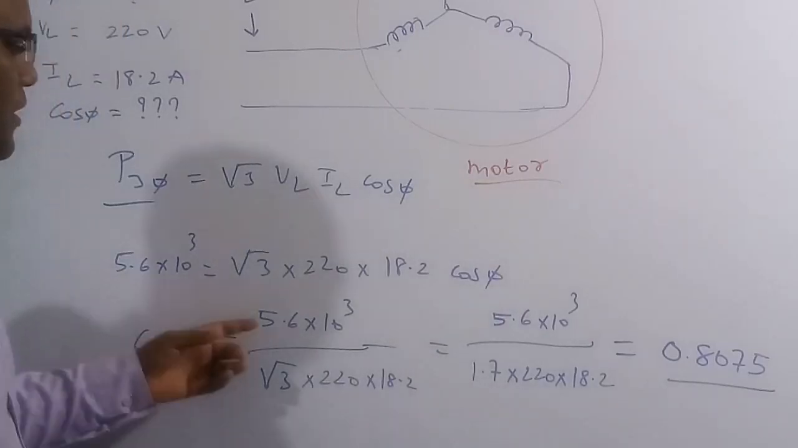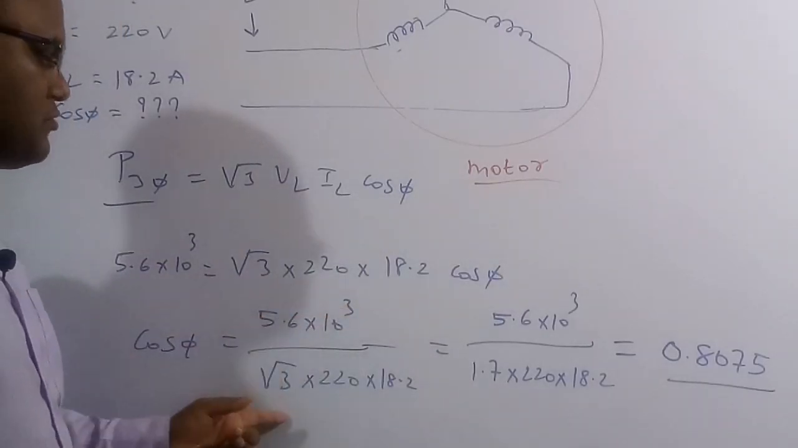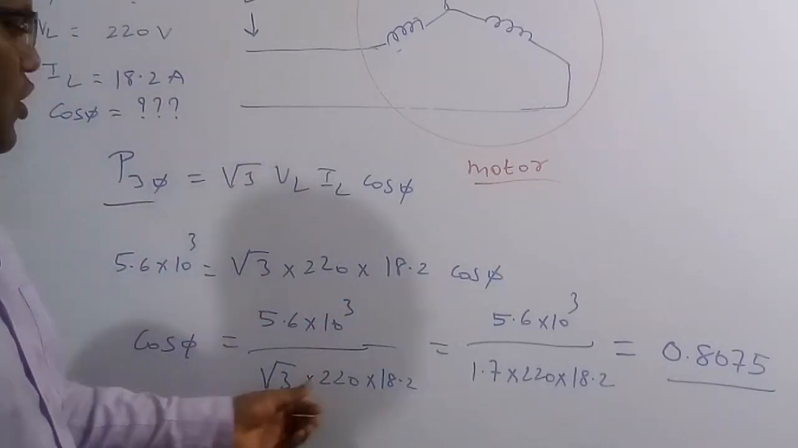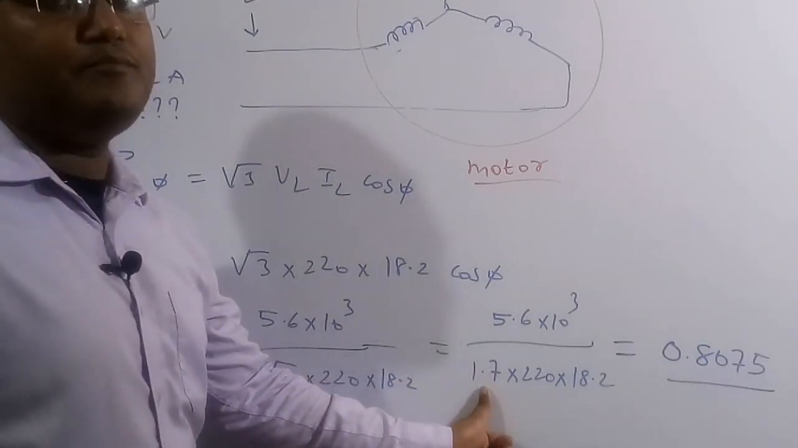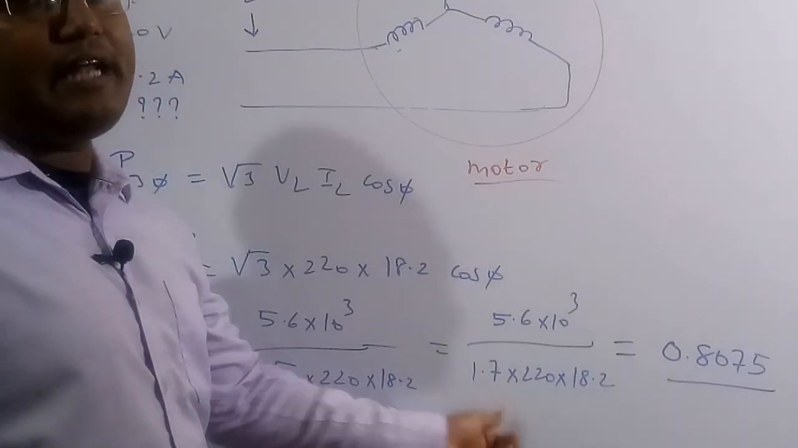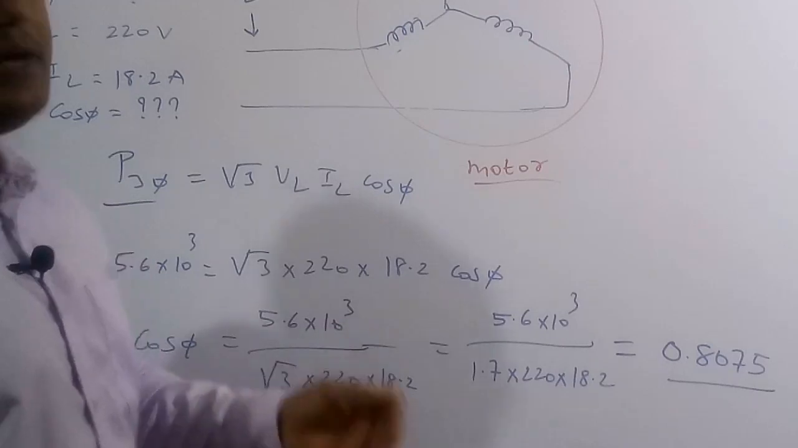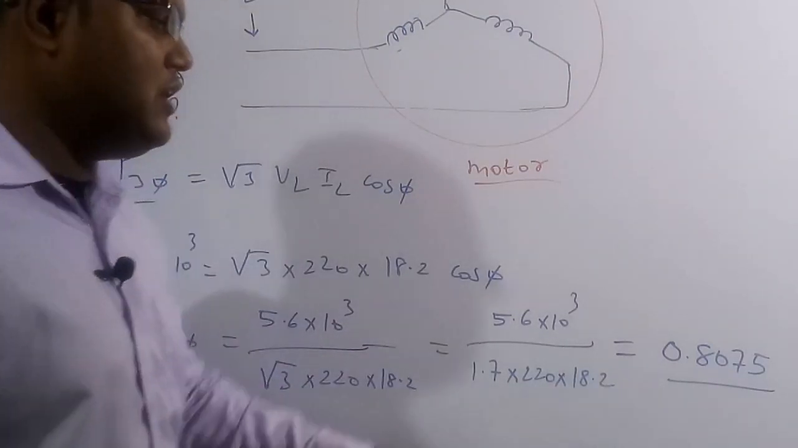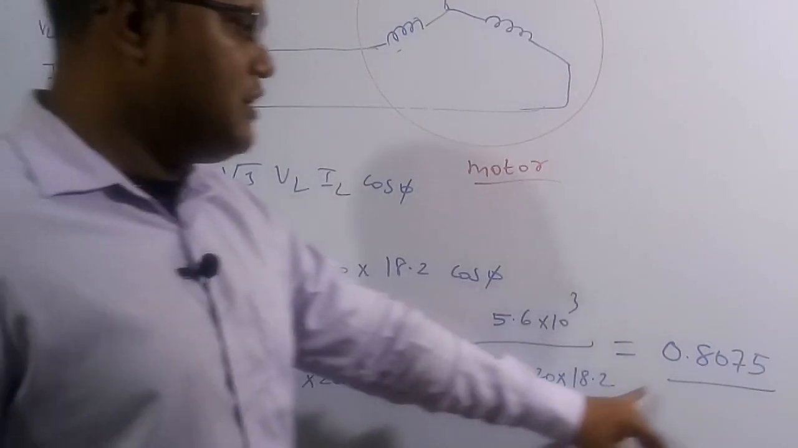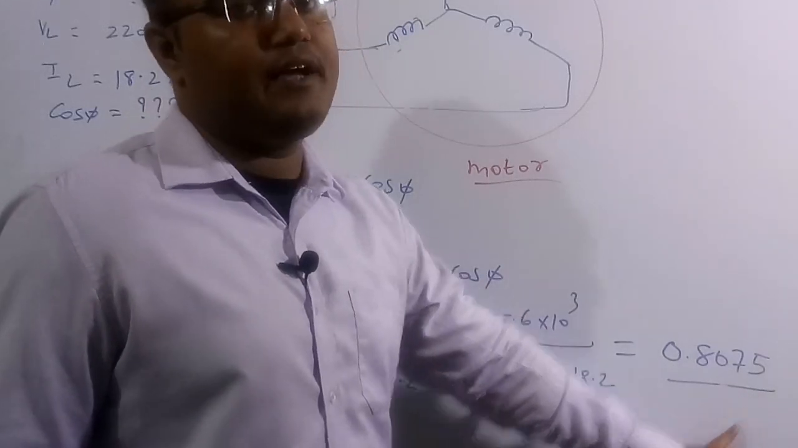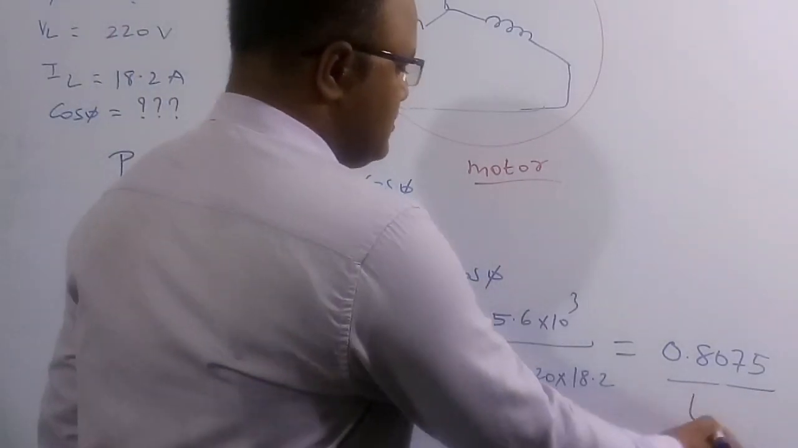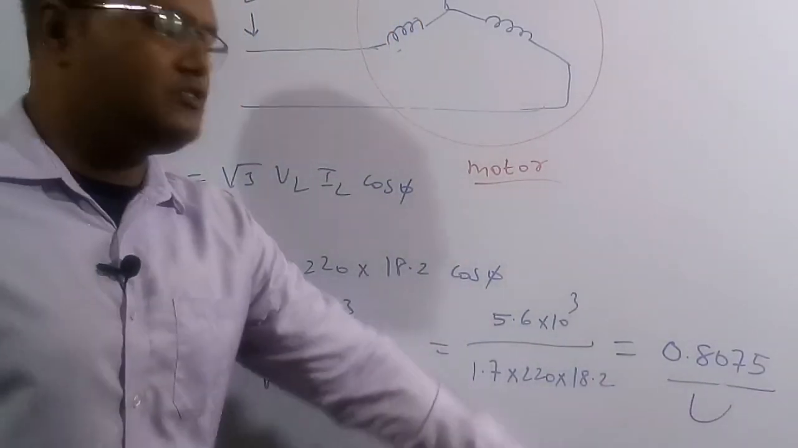Therefore cos phi is equal to 5.6 into 10 to the power of 3 by root 3 into 220 into 18.2. Root 3 is actually 1.732, but I am going to approximate it to 1.7. After simplifying this, we get 0.8075. So this is the power factor of this motor. This is the correct solution of this question.